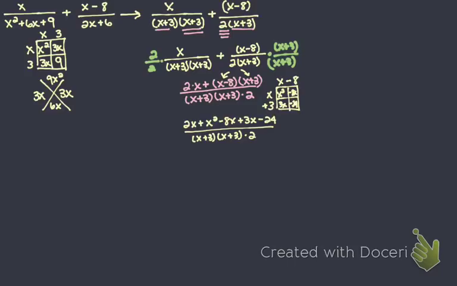So looking at my numerator, I have just 1x squared. I can simplify the 2x, the negative 8x, and the 3x. So 2 take away 8 is negative 6, and negative 6 plus 3 is negative 3. So this becomes x squared minus 3x, and then minus 24, all over the quantity x plus 3 times x plus 3 times the 2.